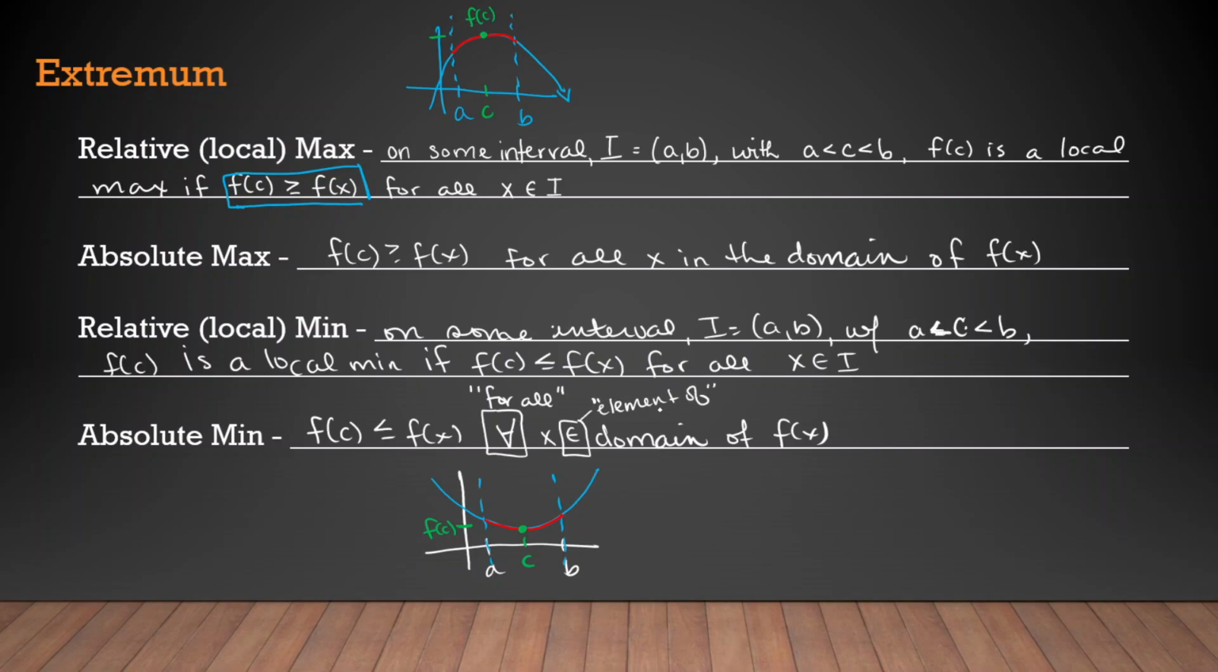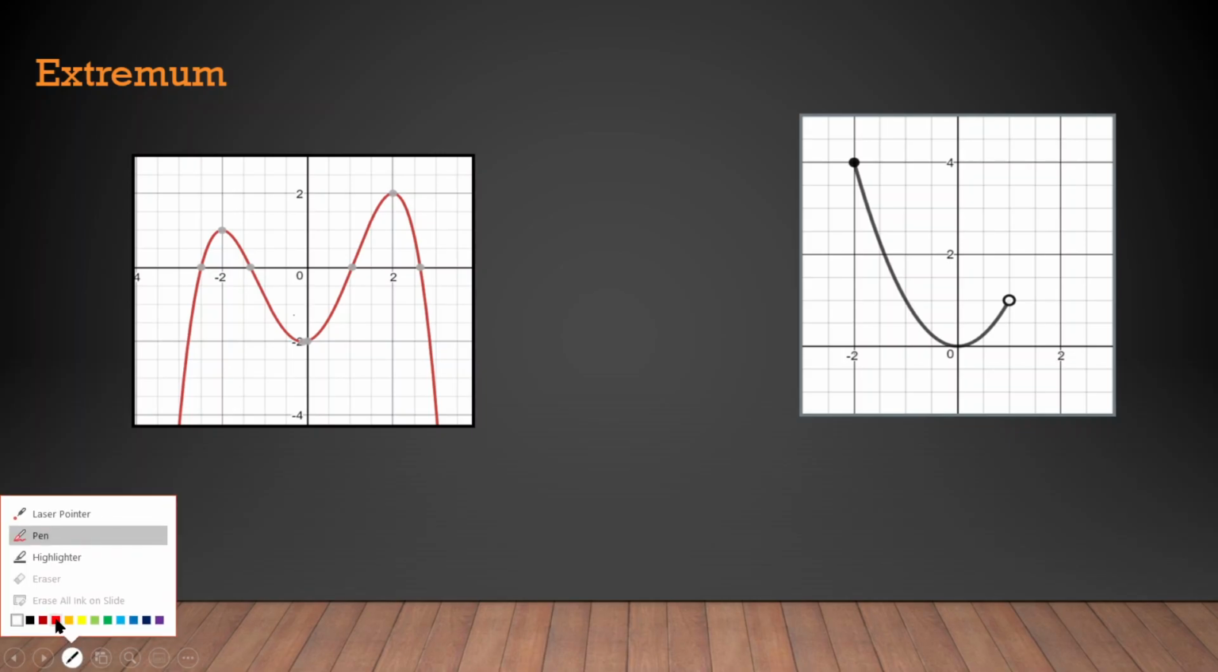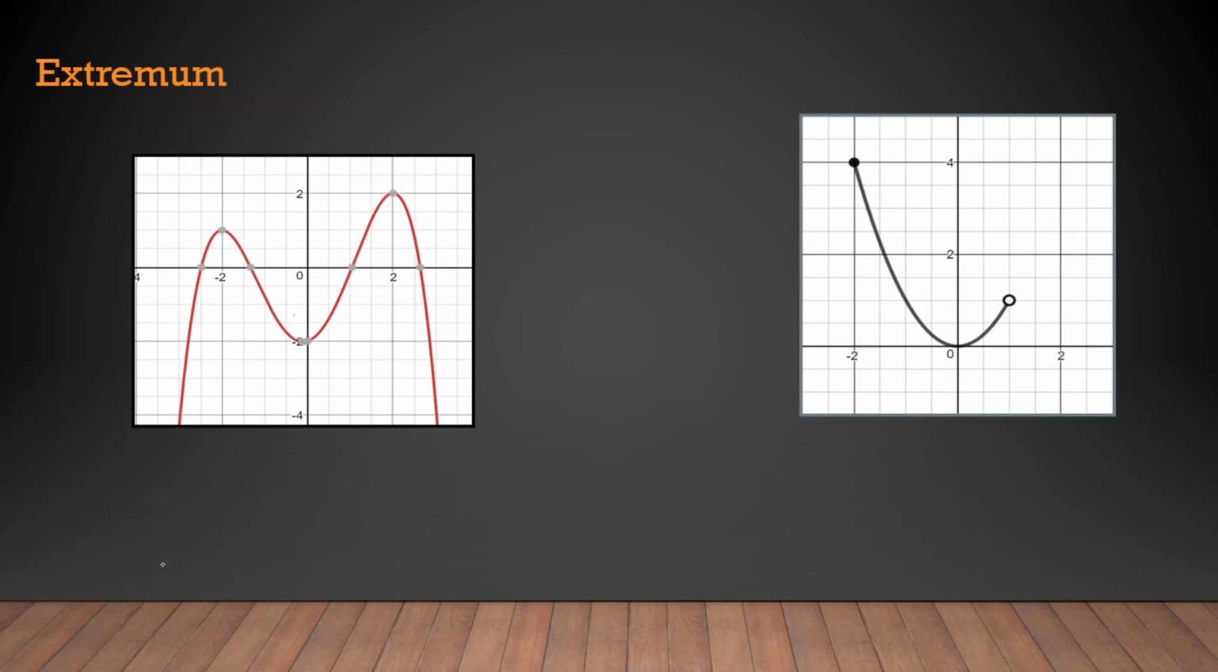So let's see if we can find some of these things. Here are some pictures; those are the easiest ones to spot. On this picture, we have a peak and a peak here. Let's name those points. This one is at 2, 2, and this one is at negative 2, 1. Then we also have a valley right here at 0, negative 2.